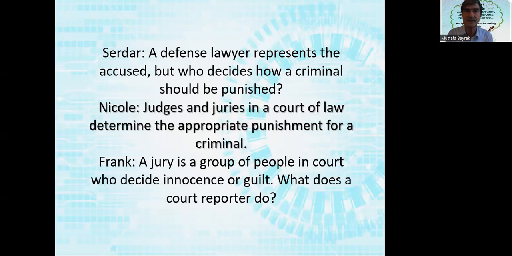A defense lawyer represents the accused, but who decides how a criminal should be punished? Nicole: Judges and juries in a court of law decide the appropriate punishment for a criminal. A jury is a group of people in a court who decide innocence or guilt. What does a court reporter do? A court reporter writes the report of the sessions in a court. He or she also provides some documents for the judges and lawyers.